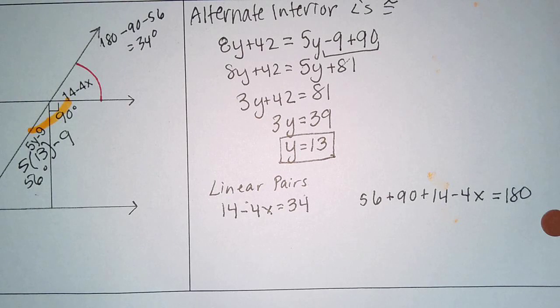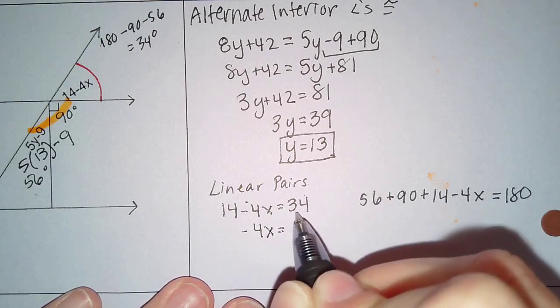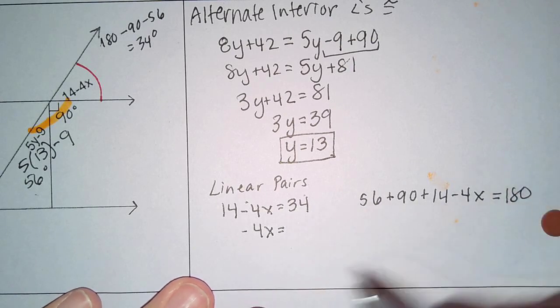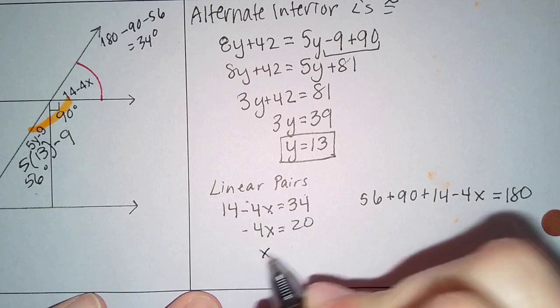Couldn't I have done what? Speak up. You already said it. Do you have another option? Yes. Subtract 14 on both sides, so negative 4x equals 34 minus 14 is 20. Divide by negative 4 on both sides, so x equals negative 5.